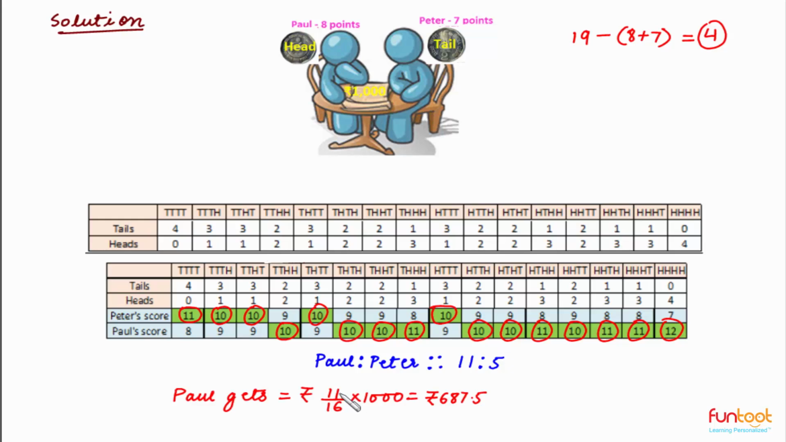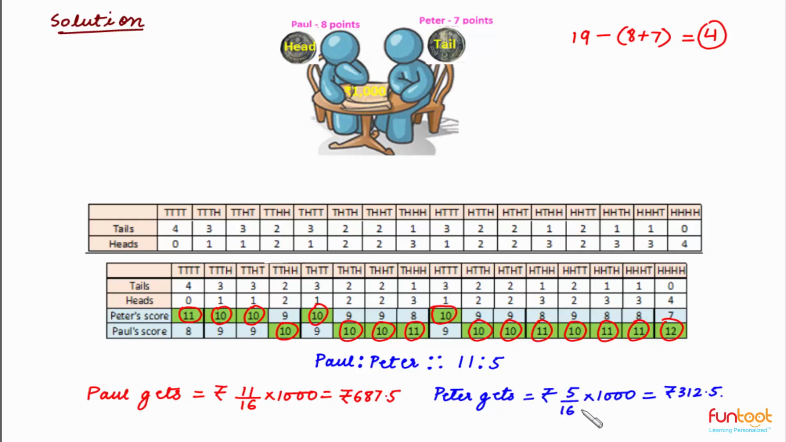So Paul gets rupees 11 by 16 multiplied by 1000 equal to 687.5 rupees. And Peter gets rupees 5 by 16 multiplied by 1000 equal to 312.5 rupees.